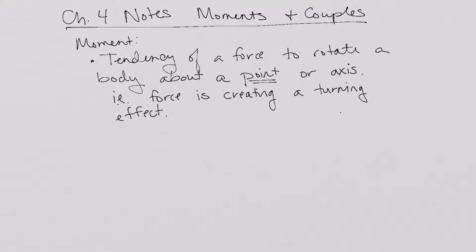So these are the notes for chapter 4 on moments and couples. The definition of a moment is the tendency of a force to rotate a body about a point or axis. So far we've only been talking about forces pressing on things linearly, but this is actually that tendency for a rotation. So think torque. A lot of the tools that you use produce that turning effect. In other words, a force is creating a turning effect.